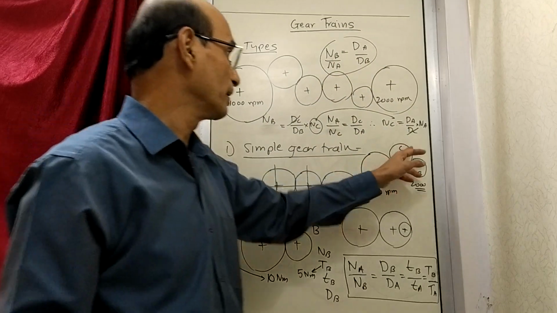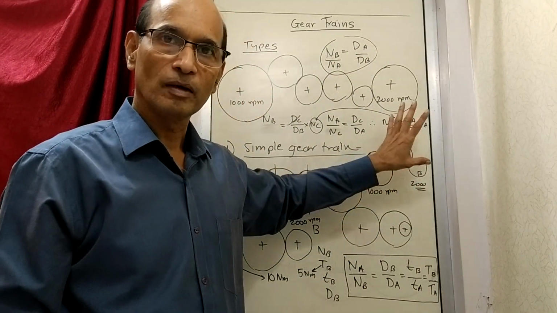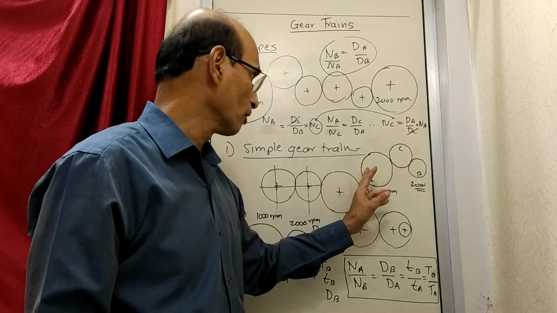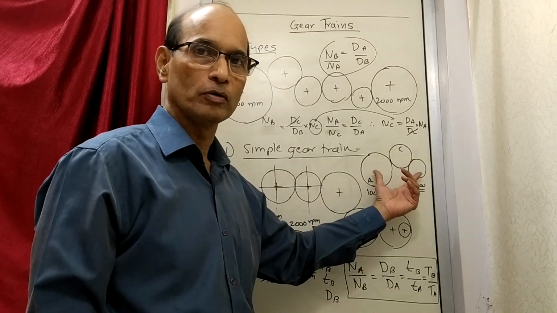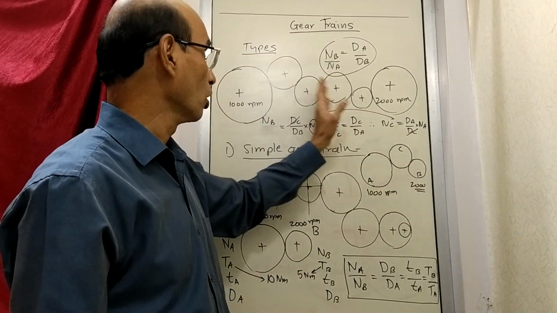That means even if you have added one more gear, whatever are the teeth of this gear, they are not coming into picture. When you want to take the speed ratio of these two gears, you have to directly use this formula and ignore all the gears in between.